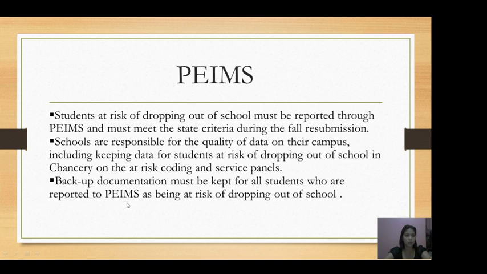PEIMS: a student at risk of dropping out of school must be reported through PEIMS and must meet the state criteria during the fall submission. Schools are responsible for the quality of data of their campus, including keeping data for students at risk of dropping out of school in Chancery, in the risk coding and service panels. Backup documentation must be kept for all students who are reported to PEIMS as being at risk of dropping out of school.